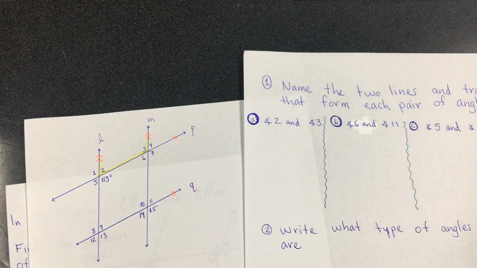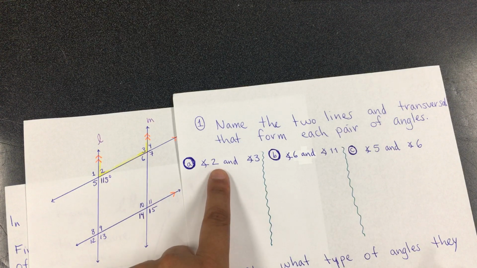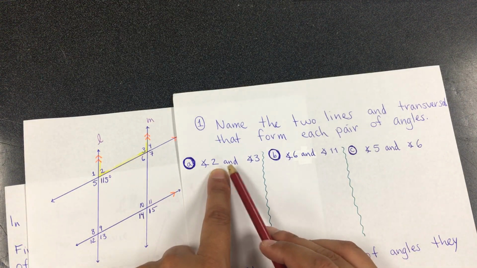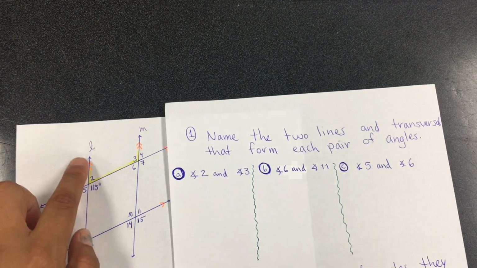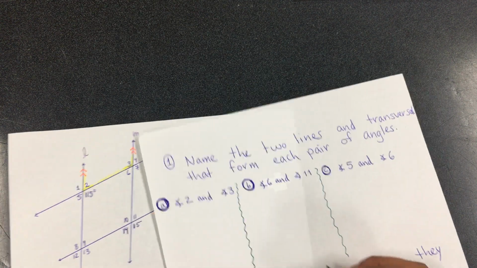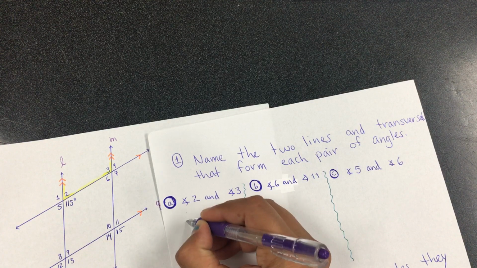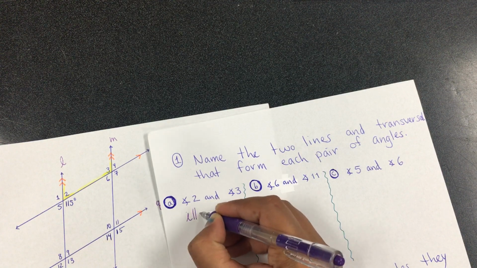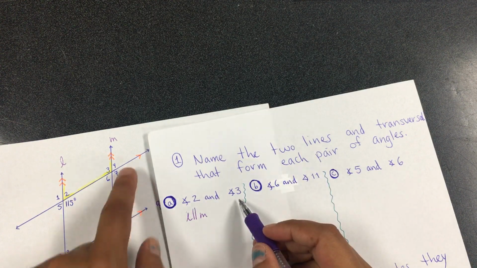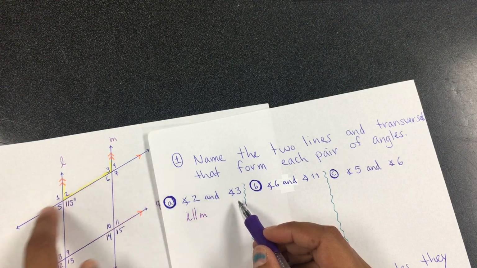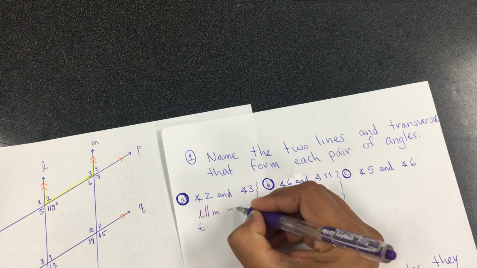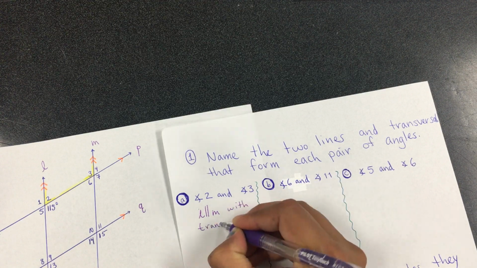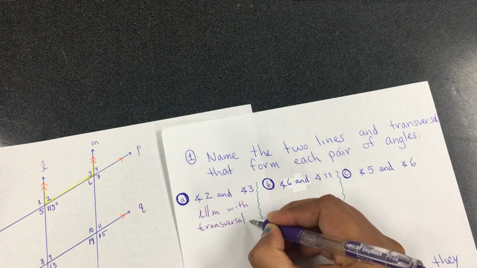Okay, so the 2 lines that form these angles, 2 and 3, are line L. L is parallel to M, and the transversal will be the lonely one. So in this case, it will be line P, transversal P.